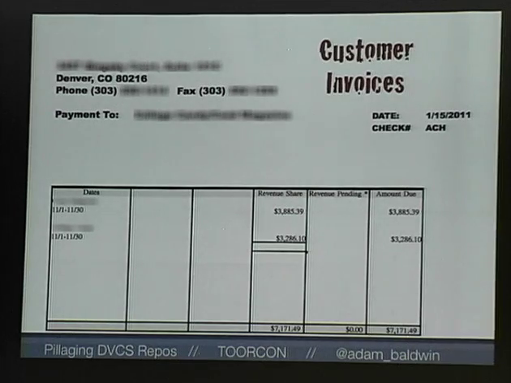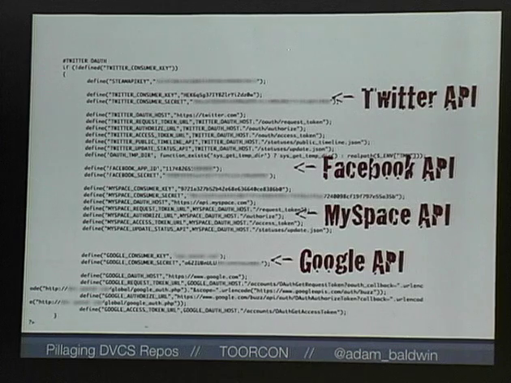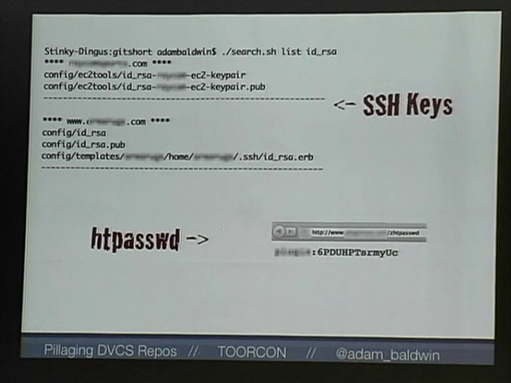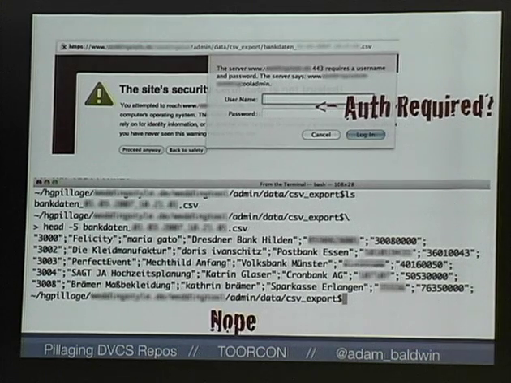Customer invoices. This particular site had invoices for every single customer transaction they've ever done. Really, really useful. How about this? API keys, Twitter, Facebook, yeah, MySpace. Still use MySpace apparently. SSH keys for their EC2 instances, RSA, and here's a really interesting tactic. You run into an htaccess protected directory and you want to get around it. Well, this one was interesting.